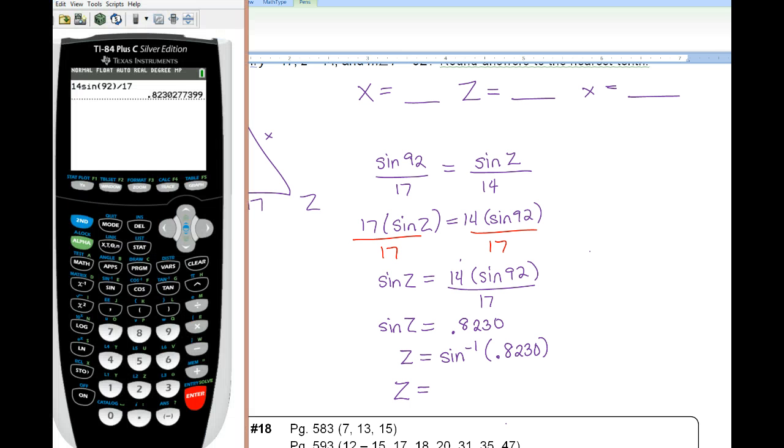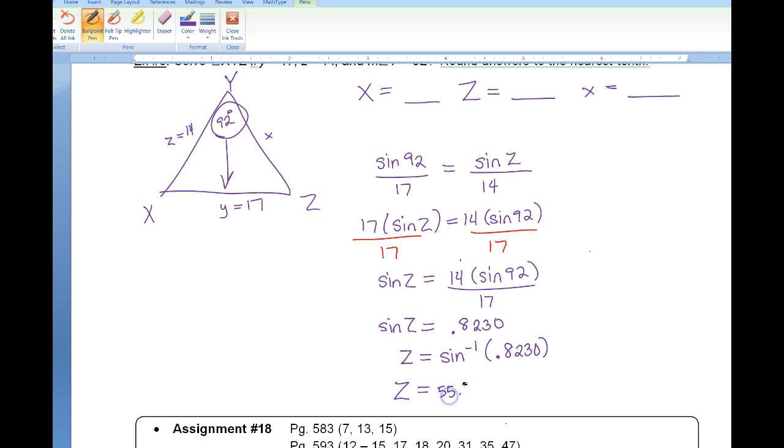Now, it's nice if you have a graphing calculator, because when you do this, you can just do second and then the negative sign, and that'll take the sine inverse of your previous answer. Or you could just type in 0.8230, but you get 55.4. Now, once you have 55.4 degrees, then you can figure out the other angle measure, which is 32.6, since they all have to add up to 180. And once you know this is 32.6, then you can work with angle x.